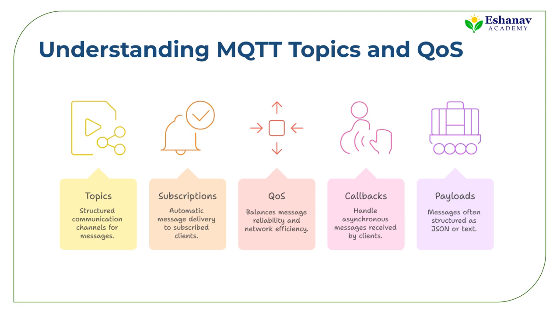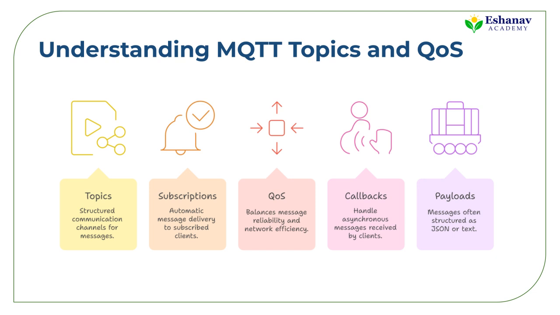MQTT uses a topic-based system to route messages. Think of a topic as a mailing address, for example, home/living room/temperature. When the ESP32 publishes to this topic, all subscribers automatically receive the message. This avoids the need for constant polling, reducing network traffic and latency.